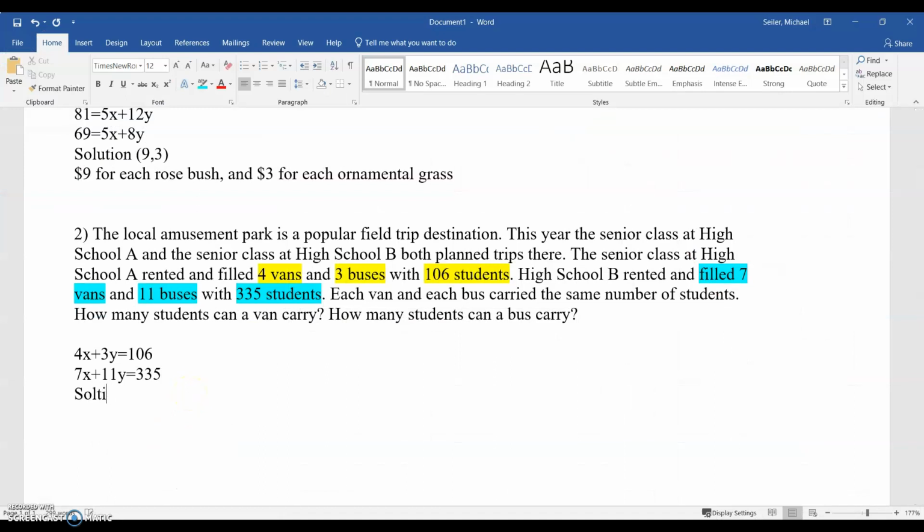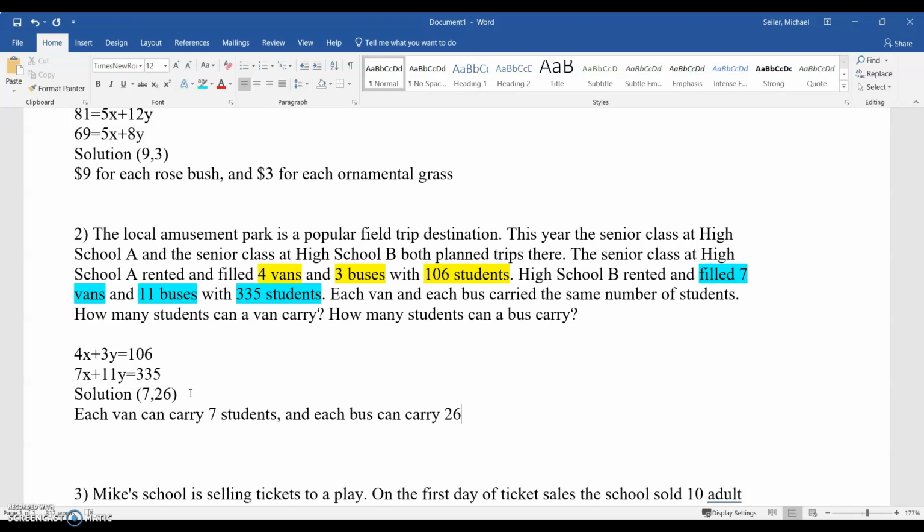So my solution was (7, 26). So what that means is that each van can carry 7 students, and each bus can carry 26. Vans were my X, buses were my Y, my coordinates were X and Y, so we just lay them in accordingly. Hopefully you feel these are pretty quick and easy.